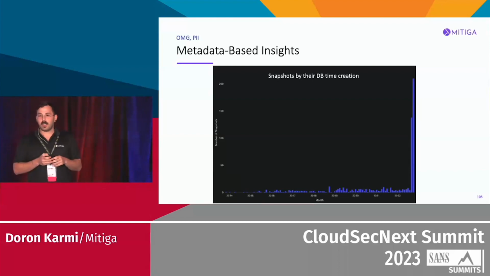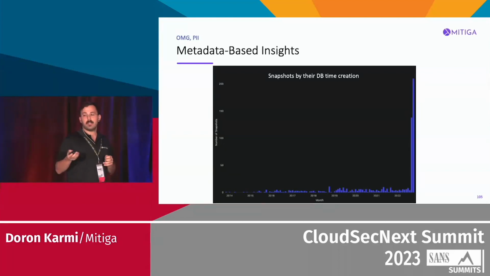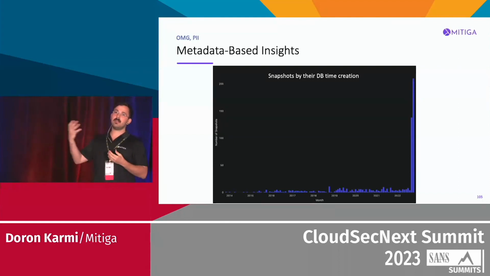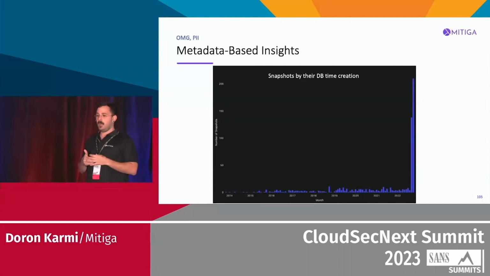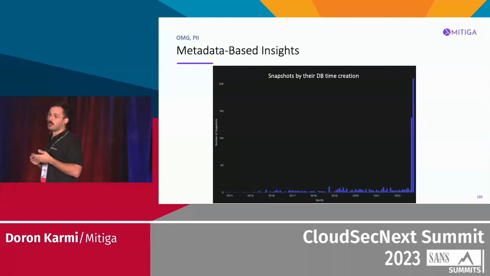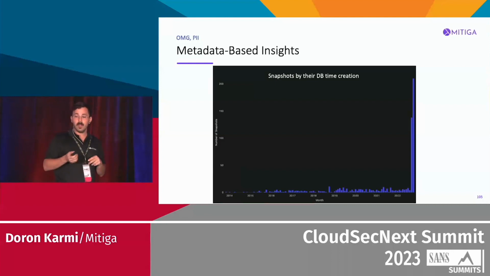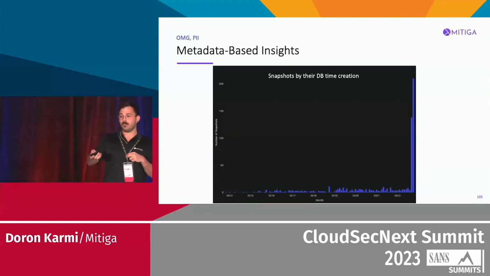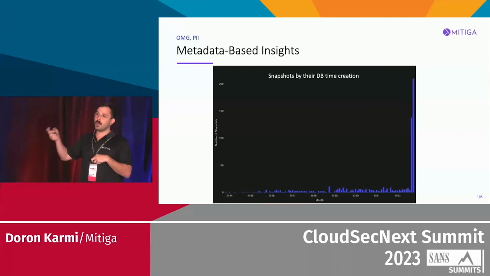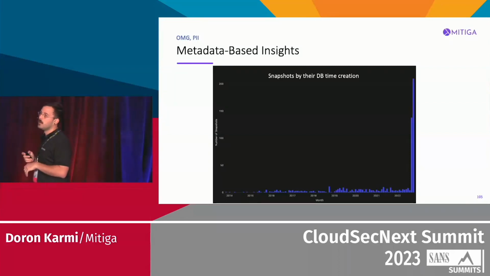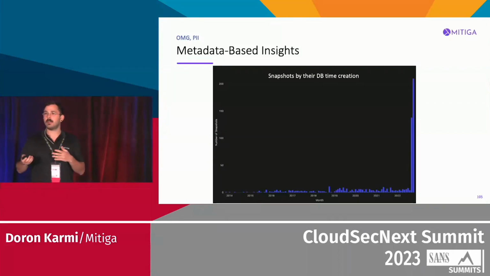Another interesting graph that I would like to share with you is snapshots by their DB creation time. So as we said, we have the DB instance and the DB snapshot. The DB instance is the instance itself. And once you copy the DB snapshot to your AWS account, you also get information about when the DB instance was created. What we can see here is that the vast majority of the DB instances were created during these 30 days. And these are probably not interesting because these are new DBs. Maybe it's some testing that the company does. They create a DB, they create a snapshot.